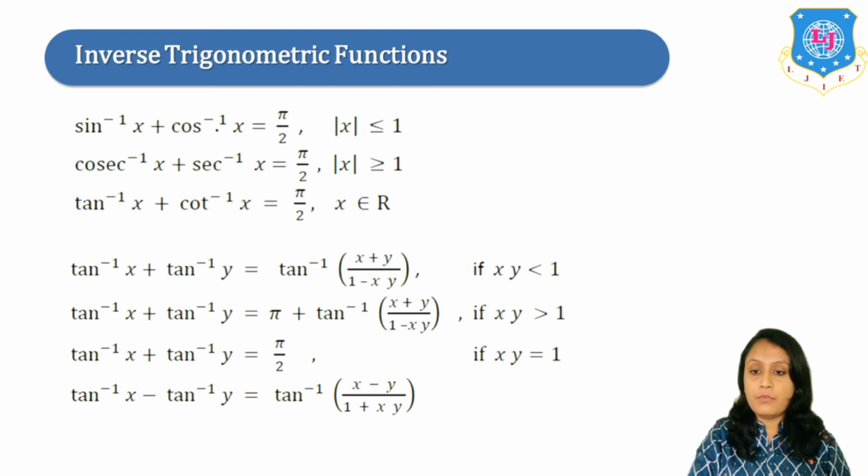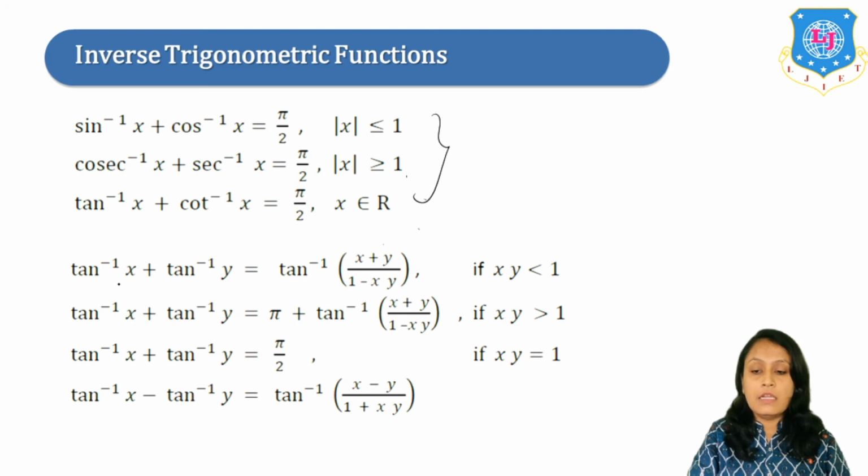Now let's see some more formulas. Sine inverse x plus cos inverse x is pi by 2 for mod x less than or equal to 1. Then cosec inverse x plus sec inverse x is pi by 2 for mod x greater than or equal to 1, and tan inverse x plus cot inverse x is pi by 2 for x belongs to R. So these three are the important identities which we have to remember.